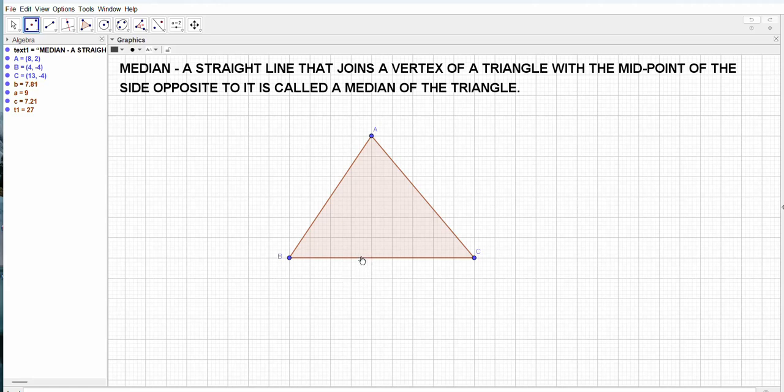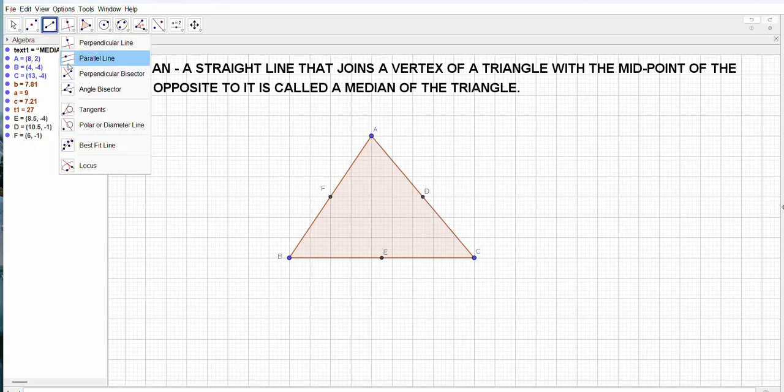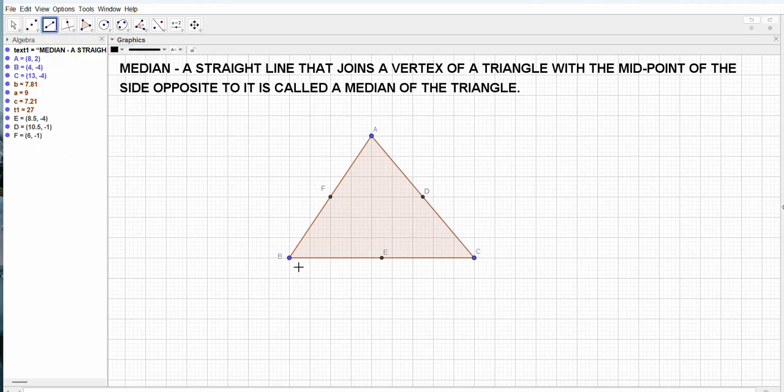So for side BC, the midpoint is here, which is point E. So I'm going to delete this one extra that has come. In the same way, now I'm going to find the midpoint of side AC, which is point D, and the midpoint of side AB is point F. So now I'm going to join vertex A to the midpoint of the opposite side. For vertex A, the opposite side is BC and the midpoint of side BC is E. So I have to join A to E.